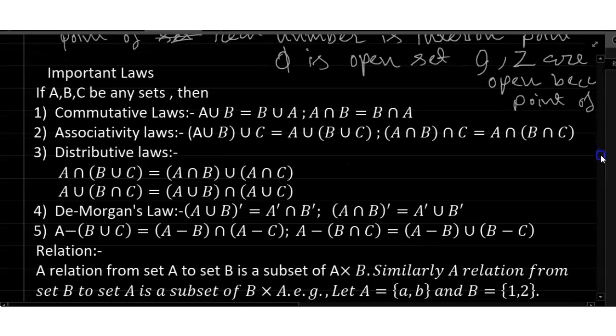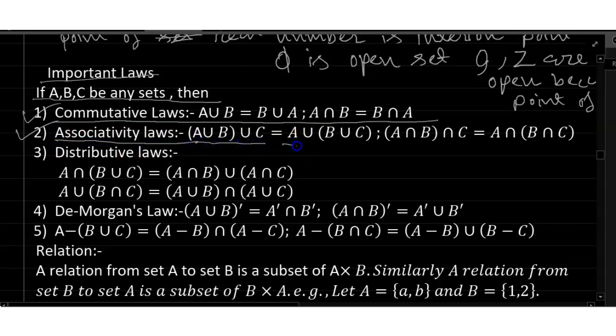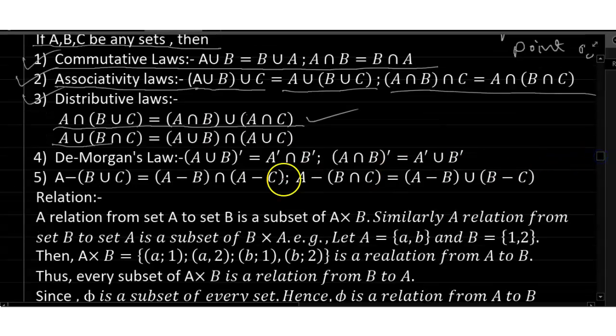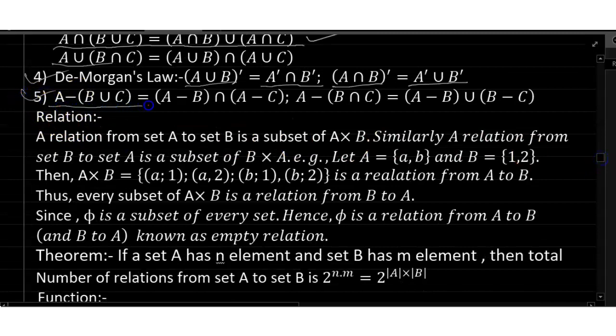Now we discuss important laws. Commutative laws, A intersection B. Associativity: A union B union C. Distributive: A union B intersection C, and A intersection B union C is A intersection B union A intersection C. And De Morgan's law: A union B dash is equal to A dash intersection B dash, and A intersection B dash is A dash union B dash. And A minus B intersection C.